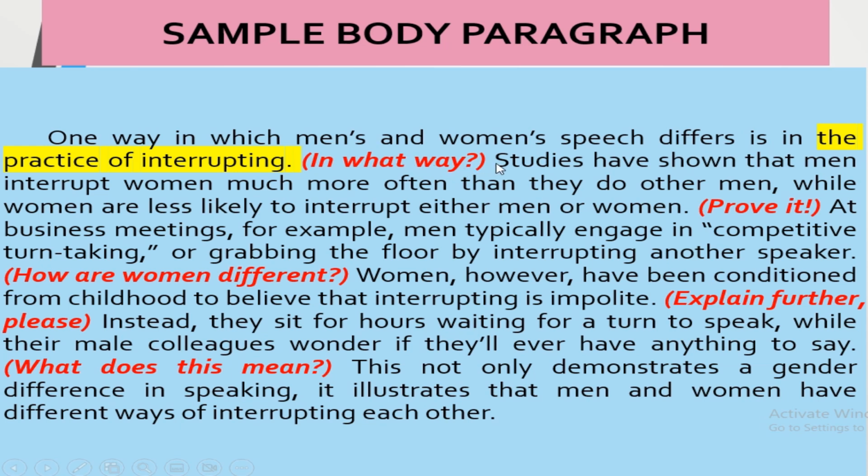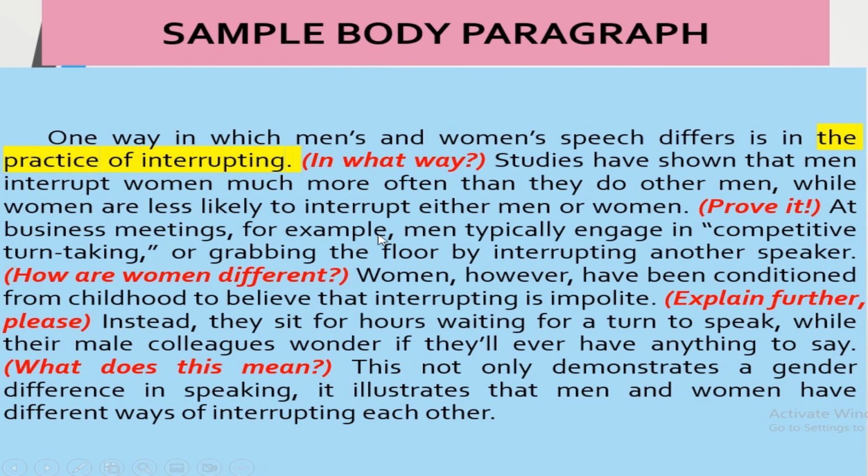So what you can do is use facts, or you can further explain what you mean by the practice of interrupting. In this case, the candidate used facts from a study which has shown that men interrupt women much more often than they do other men, while women are less likely to interrupt either men or women. And when you state something in the explanation, you need to prove it. In other words, give an example.